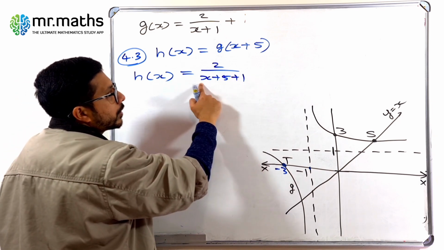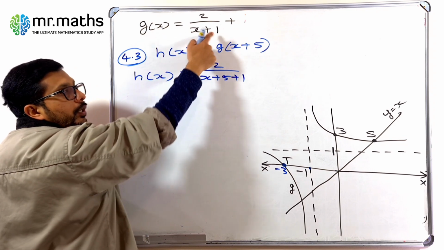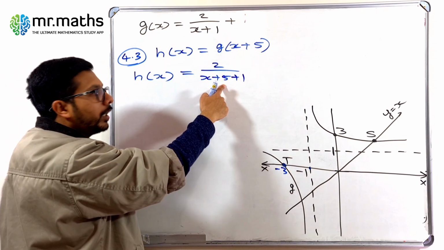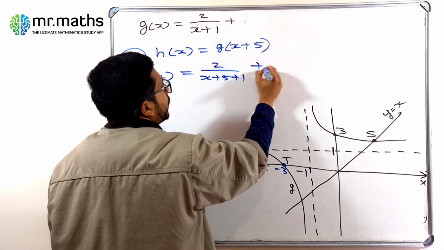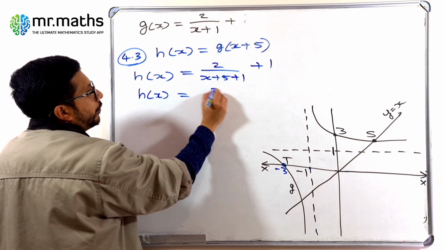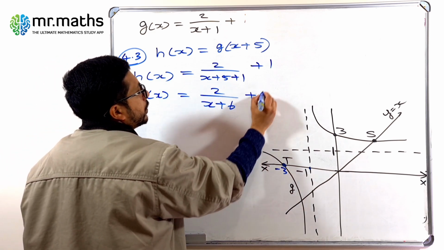This x plus 5 is this one. When it is x, x plus 1. When it is x plus 5, x plus 5 plus 5. Then there is a plus 1 here. So what is h of x now? h of x is equal to 2 divided by x plus 6 plus 1.